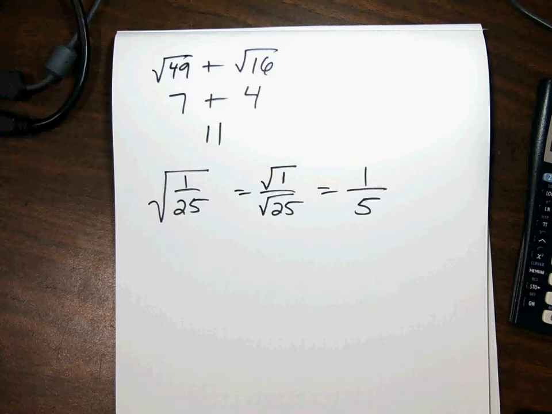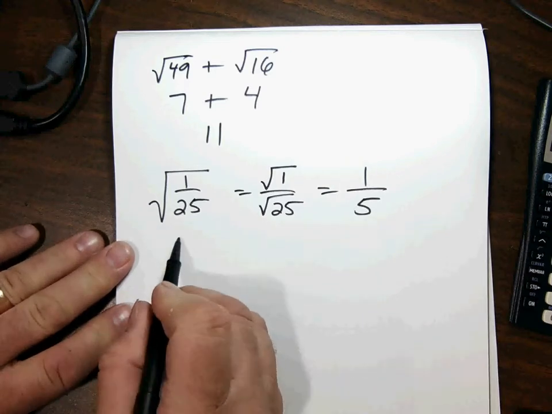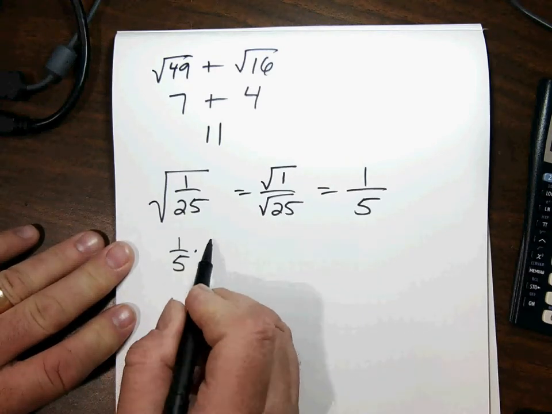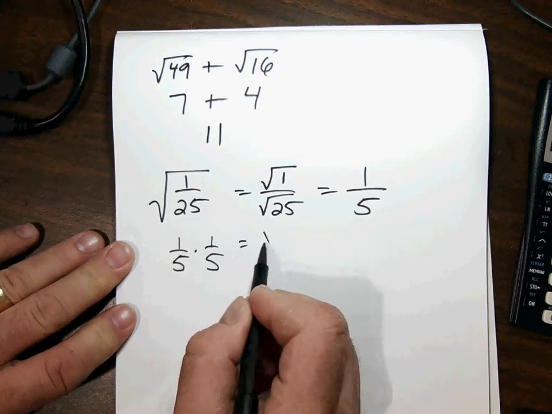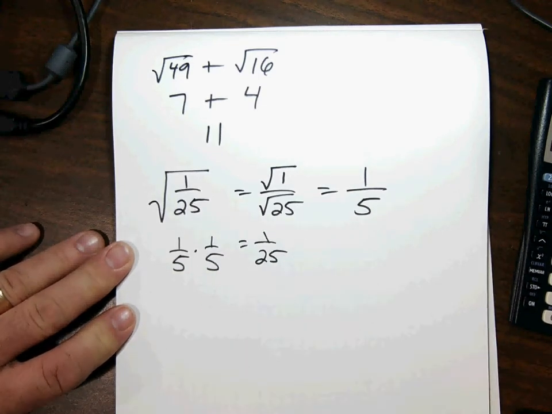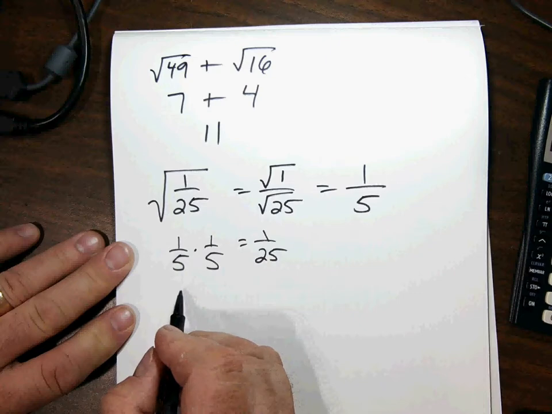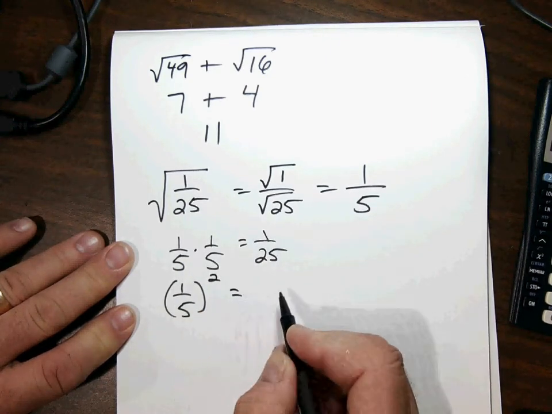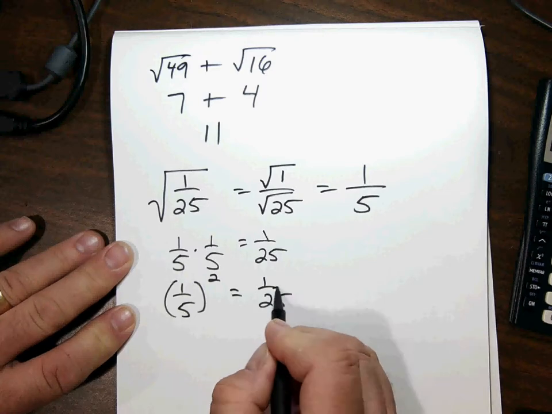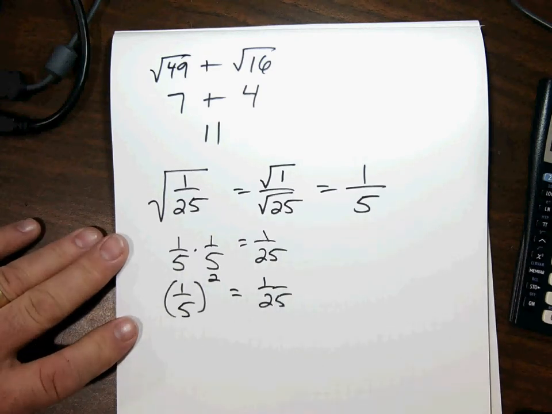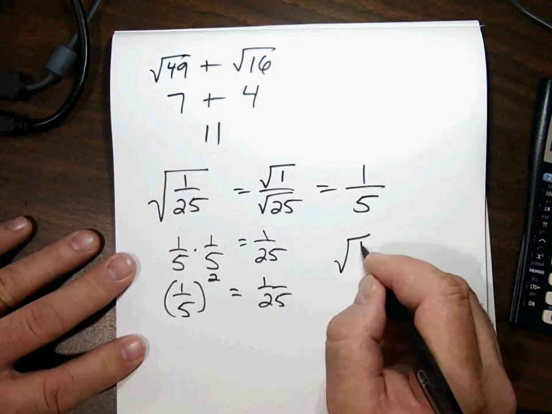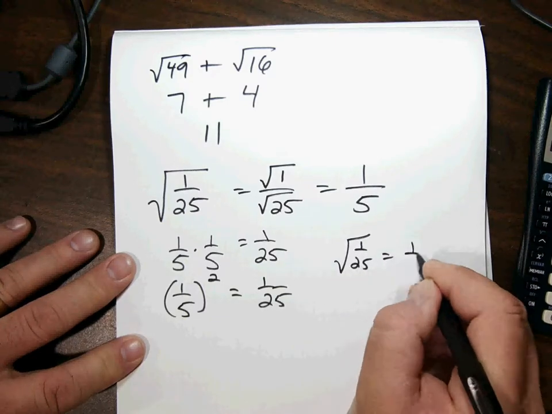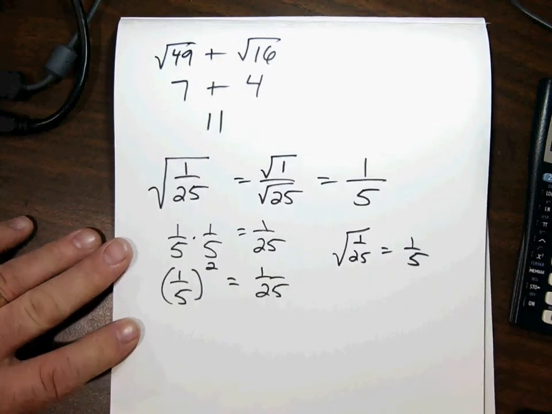Okay, the other way to think about it though is just, 1/5 times 1/5 gave me that 1/25, didn't it? So going back the other way, in other words, 1/5 squared gave me 1/25. So going back the other way, the square root of 1/25 gives me the 1/5. Just going back the other way.